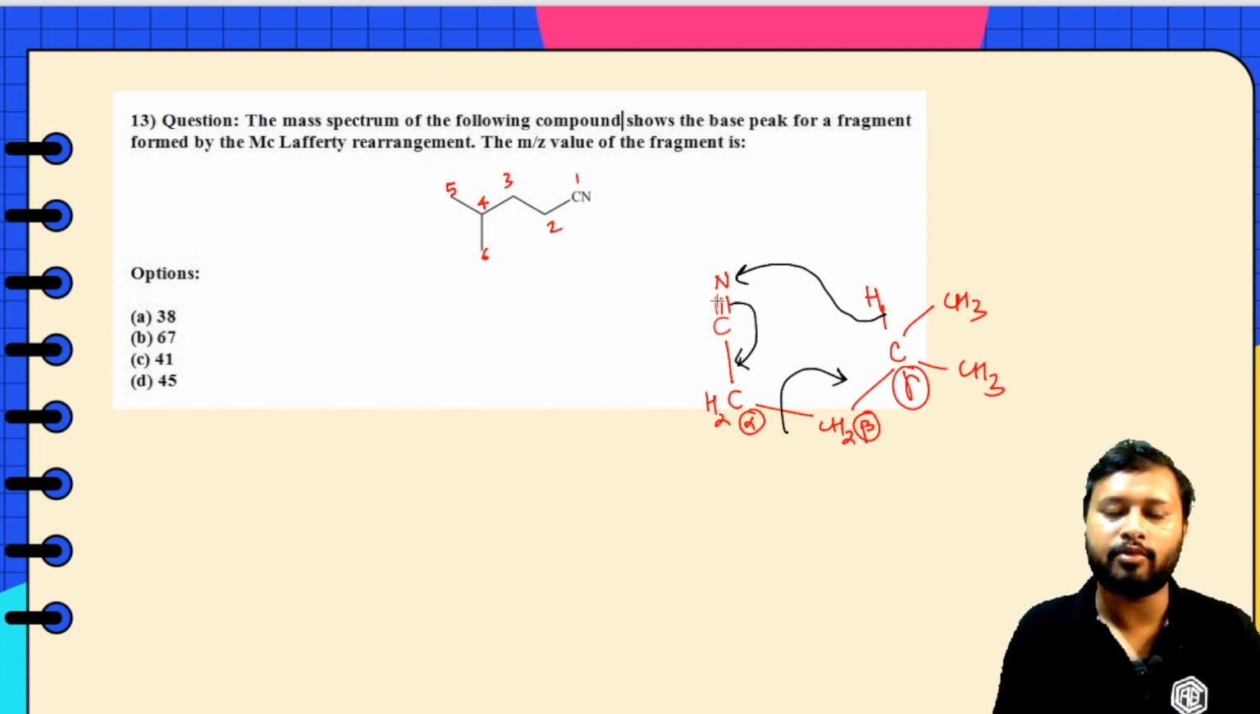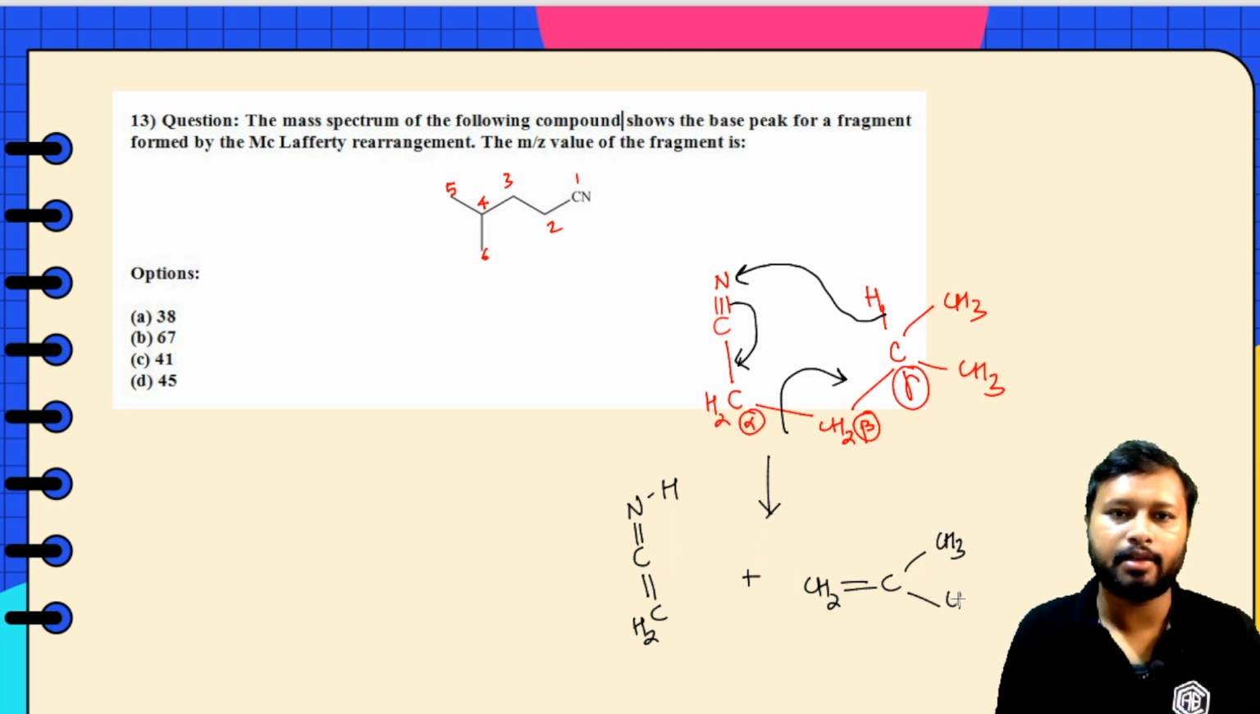A new hydrogen is going to join to the hetero group, either oxygen or nitrogen, whatever is here, and a new double bond is formed between the carbon species and the alpha group. So what we are going to expect is C double bond NH and then C double bond C, a ketene kind of thing. Along with that you are going to have CH2 double bond C and CH3, and these are the two fragments which you are going to get.